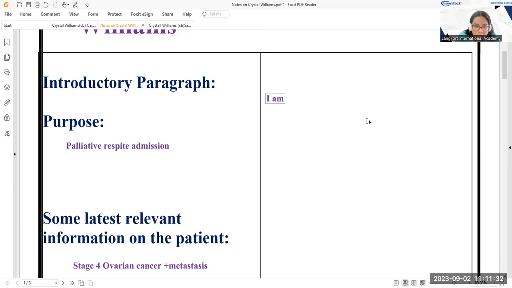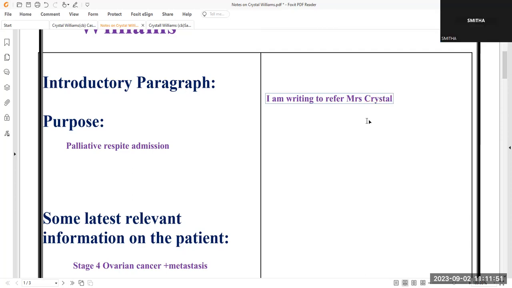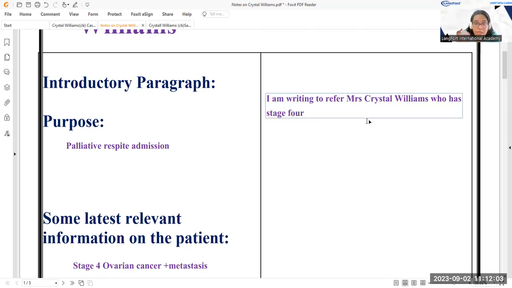So go through it. I'm writing to refer Mrs. They have given Mrs. So I need to use Mrs. I'm not using Mrs. because she's married. I'm using Mrs. because they have specified. Okay, so I'm writing to refer Mrs. Crystal Williams, who has stage 4. Don't write in numbers or spell the numbers out.